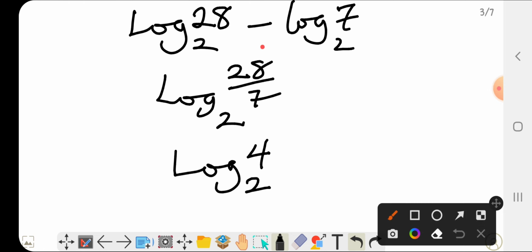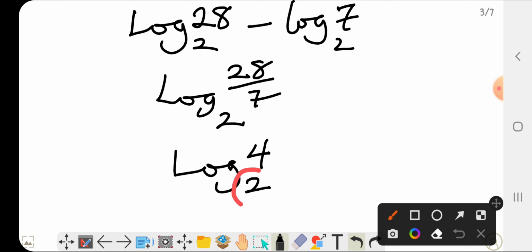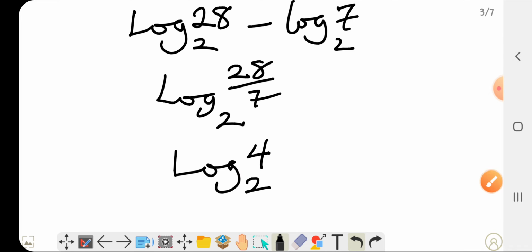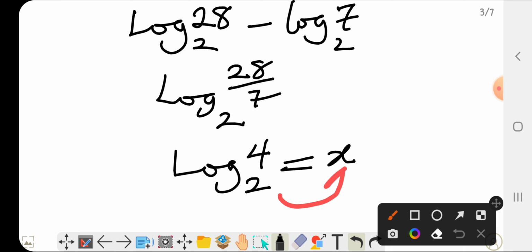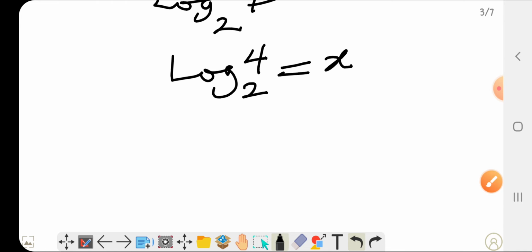So that's it. But this is still not the end of the journey. Ask yourself, 2 raised to the power what will give 4? Let that power be x, since you don't know it. Then 2 raised to the power x must give you 4. So write it out: 2 raised to the power x equals 4. We are converting into an exponential equation that way.